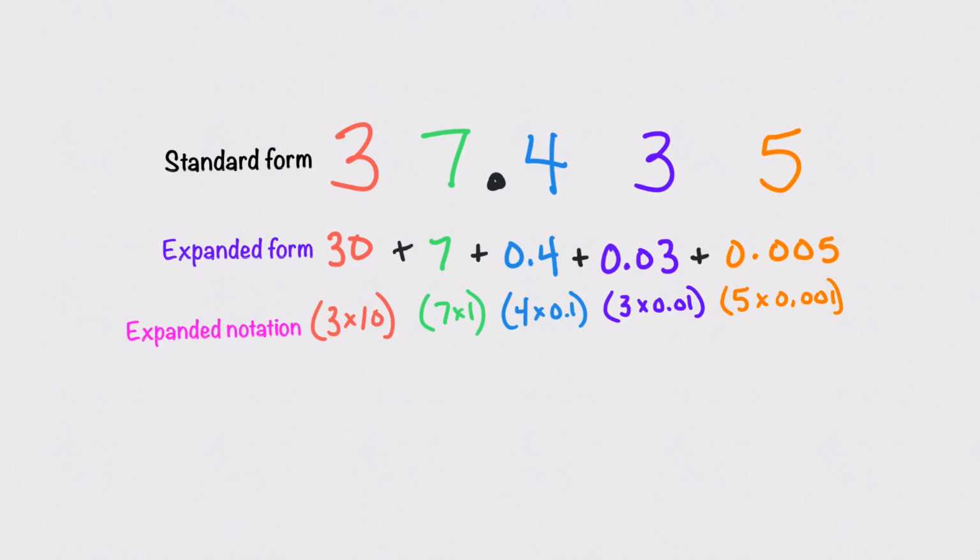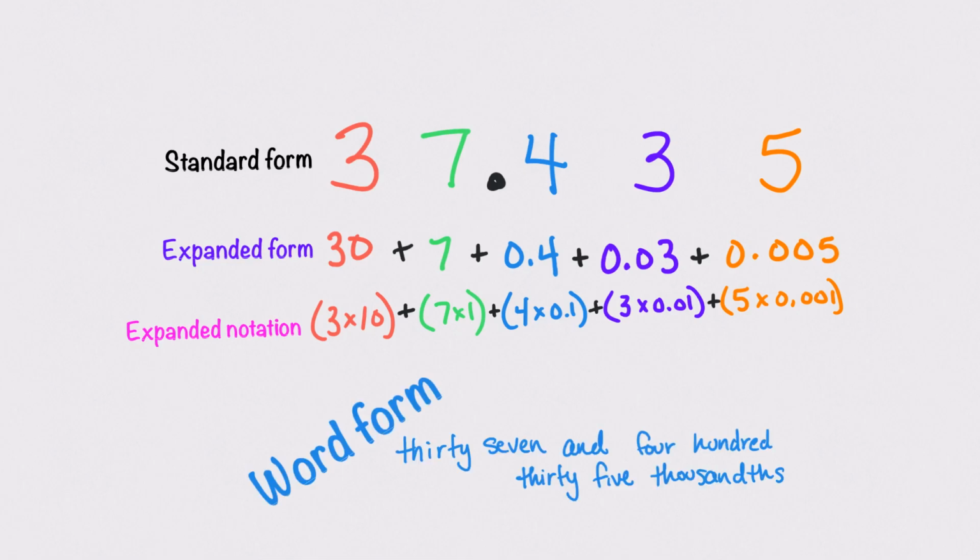And then to finish it off, the last thing I'm going to do is put the plus signs in between them to bring it all together. So this right here, if you actually multiplied that stuff out and added it together, it would give you that original standard form. So this is 1, 2, 3 different ways of writing the exact same number. And then of course, we've got the word form too. 37 and 435 thousandths.